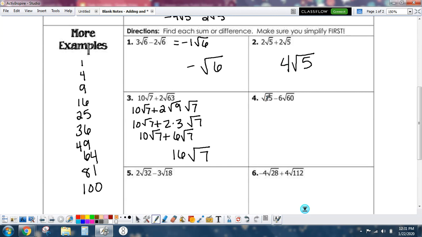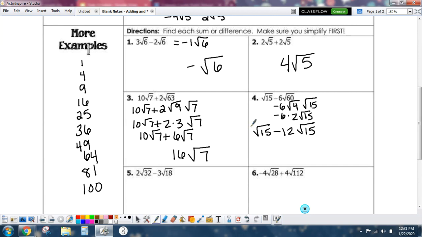For number 4, you should have simplified our square root of 60 over here to be the square root of 4 and the square root of 15. And then you get negative 6 times 2, square roots of 15, which is negative 12, square roots of 15.